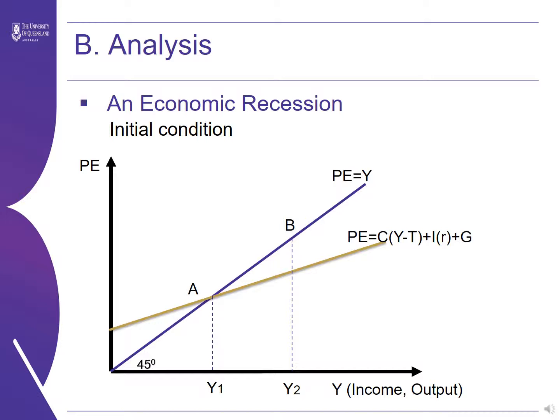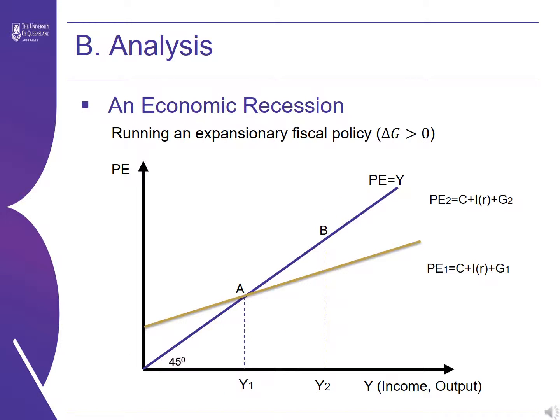The question is, what is the impact of increasing government purchases? When the government increases its spending, it will directly increase planned expenditure and output. Therefore, the PE curve will shift upward to PE2 by the distance of the multiplier of government purchases, that is 1 over 1 minus MPC, at point B. The output increases from Y1 to Y2. Similarly, the government can decrease tax.